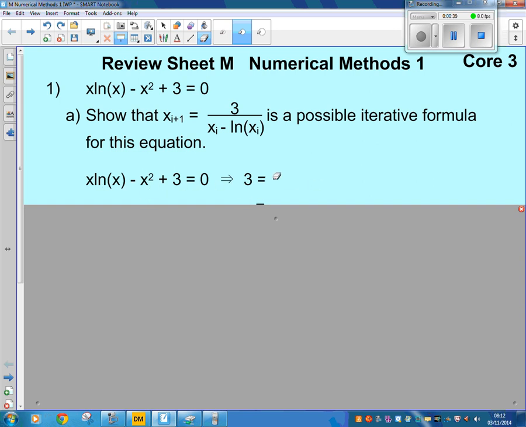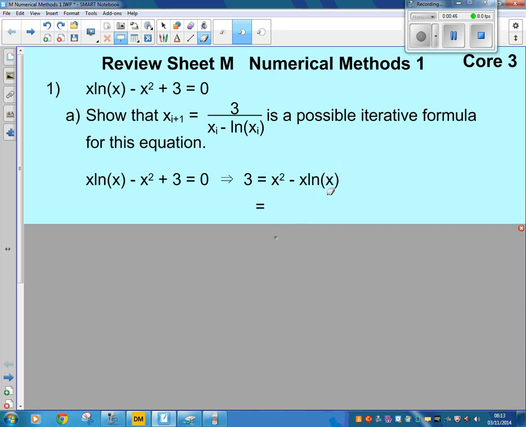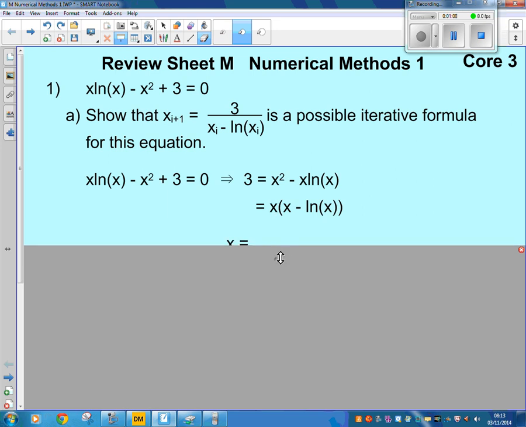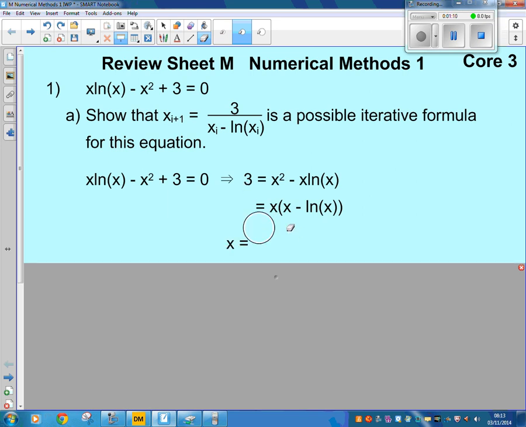So the minus x squared becomes plus x squared, and the plus x ln x becomes a minus x ln x. Now this part on the right hand side you can factorise, and if we do factorise it, removing x as a common factor, it leaves us with x minus ln x in the brackets. You'll see that's the same as this, again ignoring the suffixes. So all we do now is divide both sides by x minus ln x, and you're going to get that x is equal to 3 over x minus ln x.